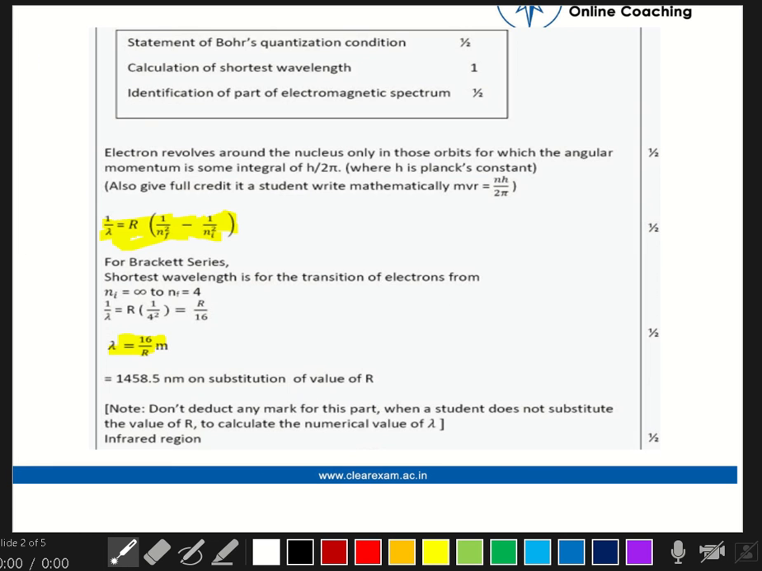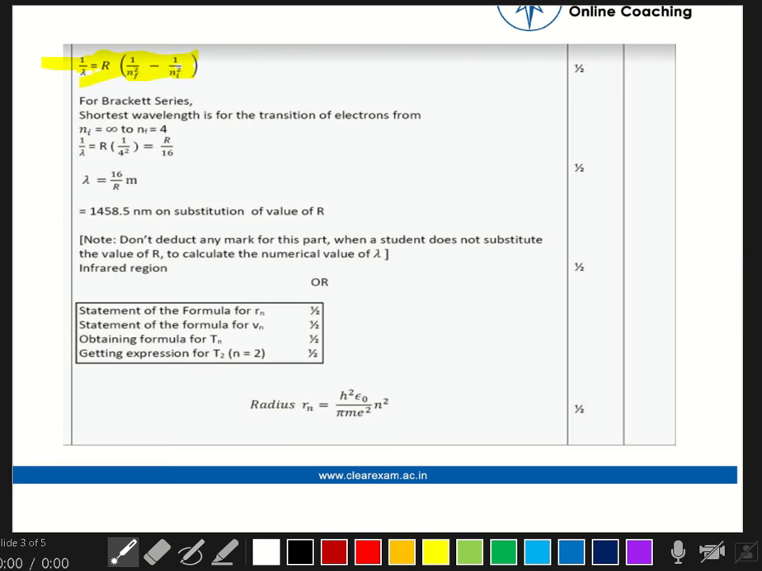So the third one, we have to find the electromagnetic spectrum. We have to identify the part of the electromagnetic spectrum. So this is the formula, and we'll get this.